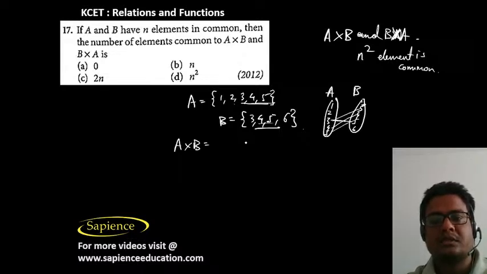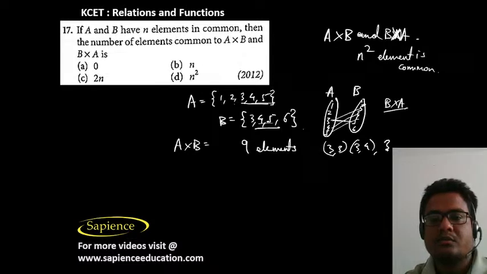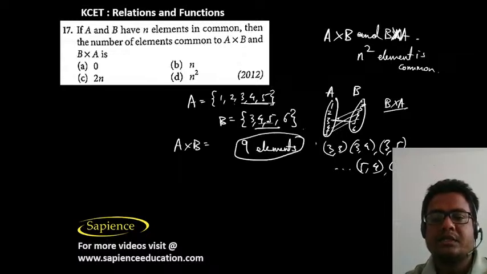3 into 3, there will be 9 elements in common. B cross A also, if you do, also have the same common elements. It will have 3 comma 3, 3 comma 5, 5 comma 4, etc. All those 9 elements, which are like 3 into 3, since 3 elements are common, so 3 square you should do.